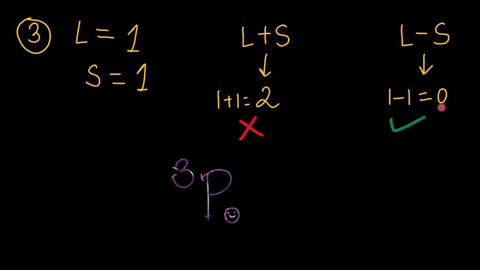So what is the term symbol for this? What will be the term symbol? It will be 3P0. Okay, this is a zero. This is not a smiley. This is for you. That means you have found the right answer. So 3P0. I hope you understand how you find the term symbol for a particular element.